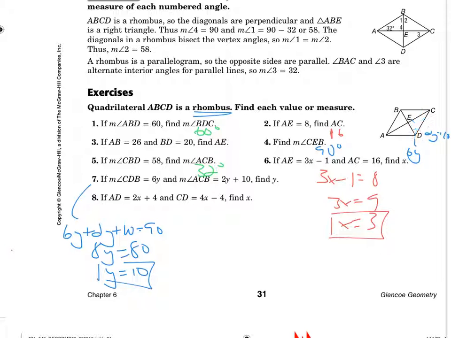Now lastly, if AD equals 2x plus 4, so that's AD, and CD equals 4x minus 4, find x, right? All these sides are congruent because it's a rhombus, so we get 4x minus 4 equals 2x plus 4, so 2x equals 8, and x equals 4.